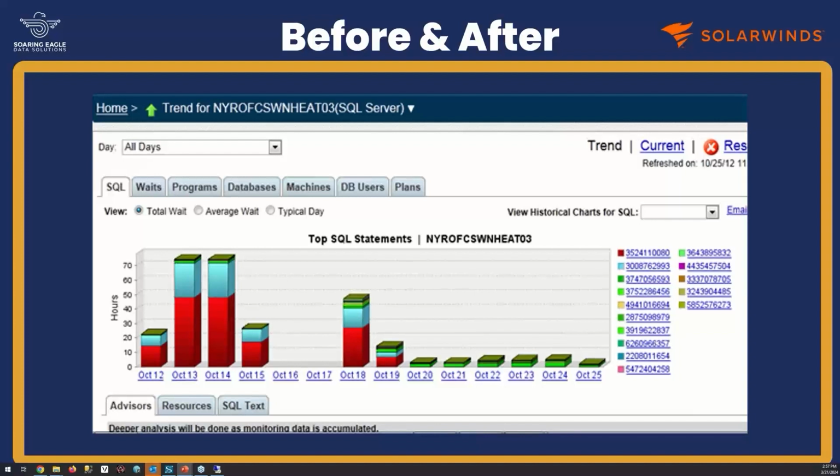So October 20th is after all the tuning was completed? Yeah, well, we did it in the middle of October 19th. So I was there on October 19th. Lunchtime, we put some indexes in, and this was the difference between the 19th and the 18th, and then the rest of the week, everything was just swimming.